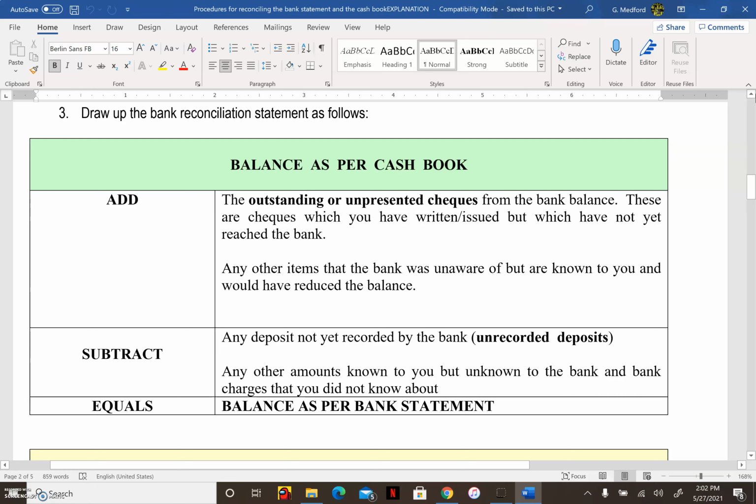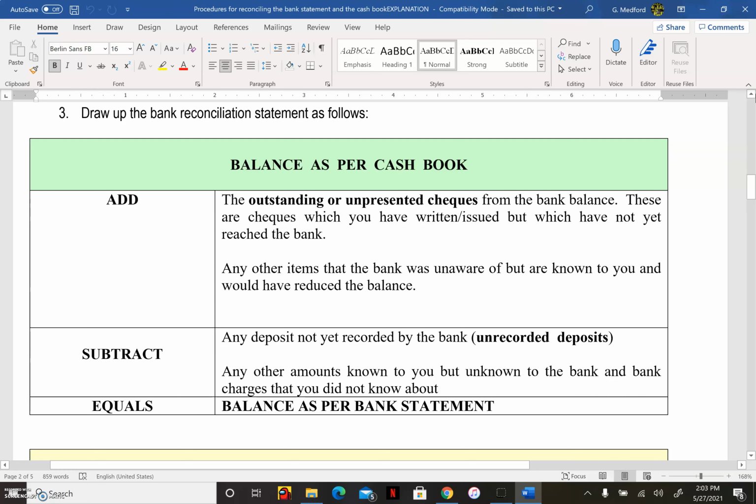Any other items that the bank was unaware of but are known to you that would reduce the balance of the cash book have to be added to the balance as per cash book. You are to subtract any deposits not yet recorded by the bank. These are referred to as unrecorded deposits. You are also to subtract any other amounts known to you but unknown to the bank, and bank charges that you did not know about. So you are subtracting anything that would increase the balance as per cash book.